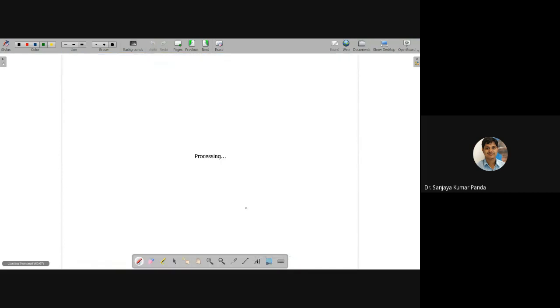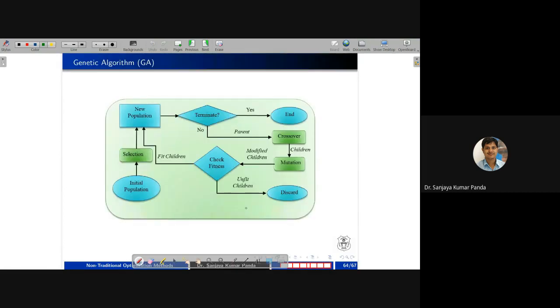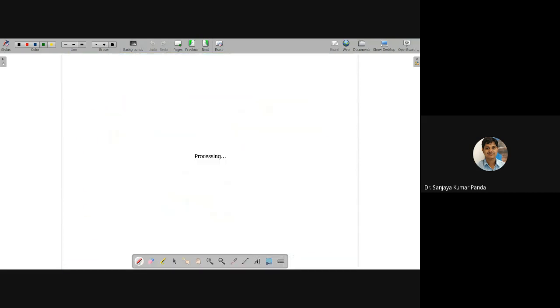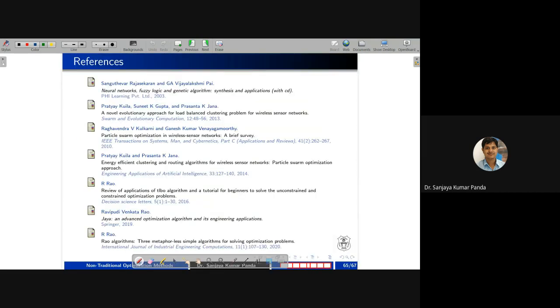Okay. So this is the complete picture of the genetic algorithm which we have discussed. And I told you about this particular book. You can refer to it if you want. This book is a nice book for genetic algorithm. In fact, the slides are prepared based upon this particular book.